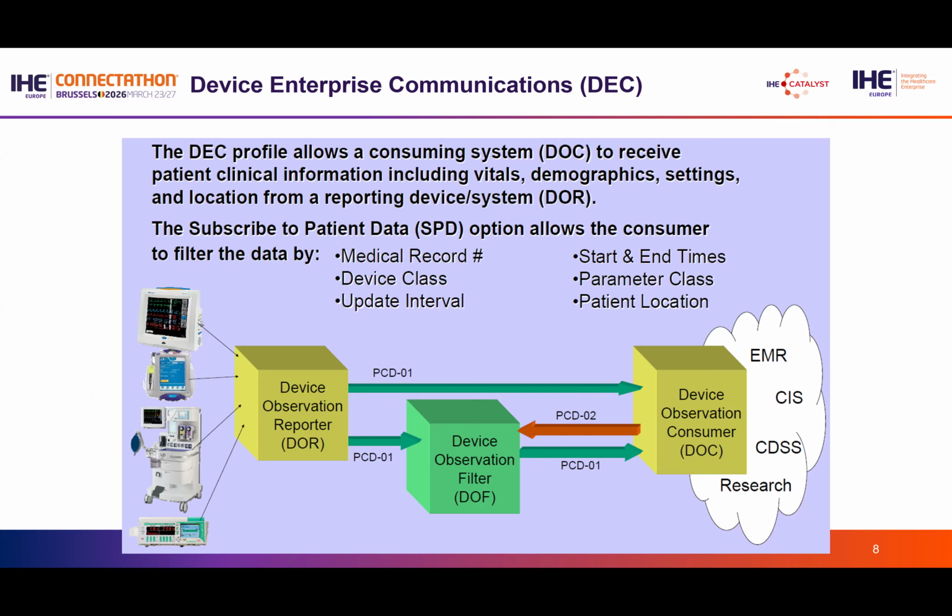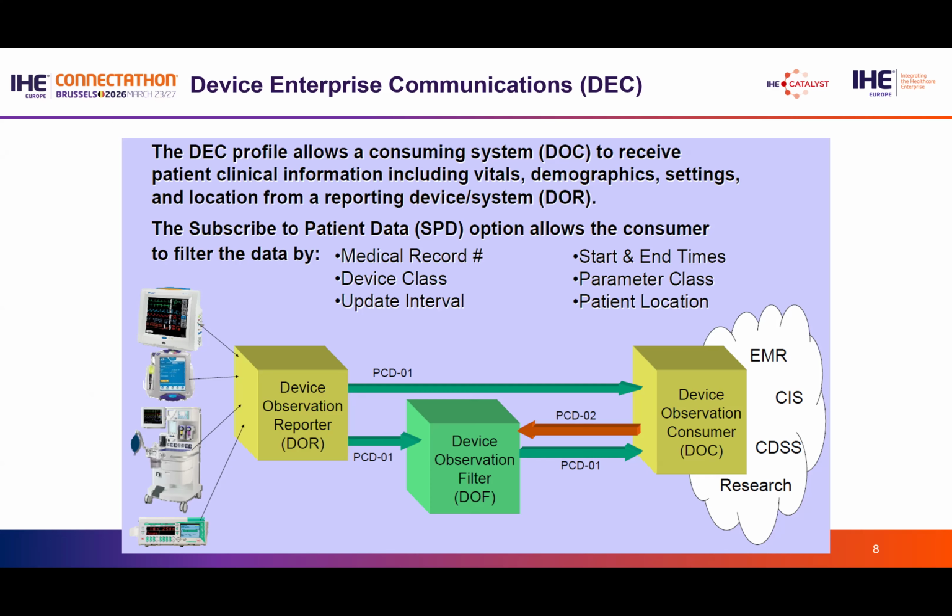In each of the PCD profiles, there's a series of transactions used. Most of the PCD program profile transactions start with the letters PCD, followed by a number to associate their purpose. So here in the diagram, you'll see an instance of PCD01 is the source message, while PCD02, coming back from the consumer, is the response to that message.